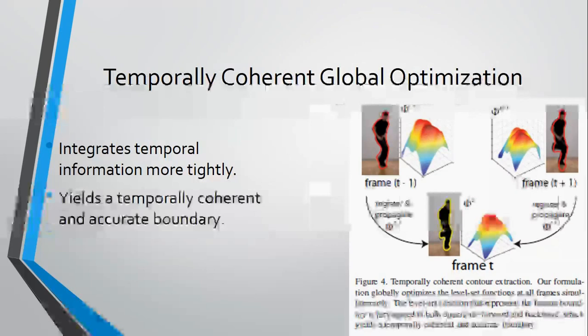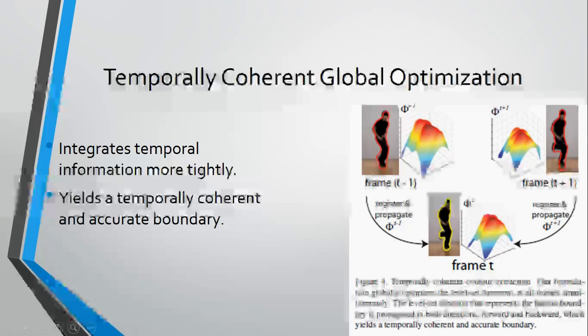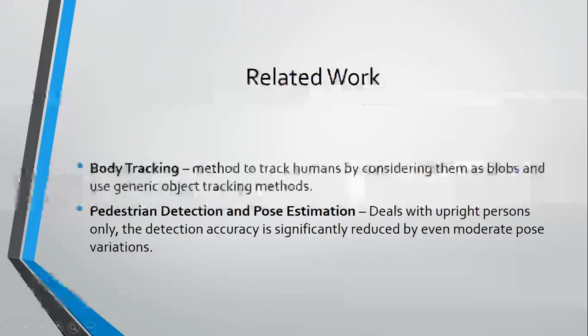And finally, the last step is the temporally coherent global optimization. To produce better results, we optimize using global optimization that integrates temporal information more tightly. This figure shows a level set function propagated in both directions, backward and forward. As a result, it yields a temporally coherent and accurate boundary.